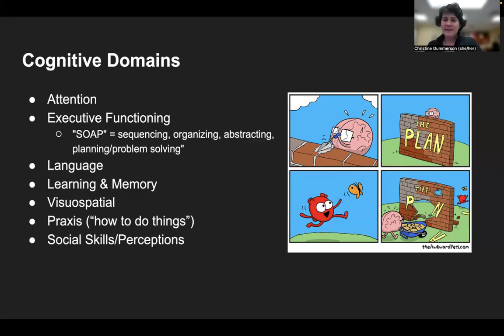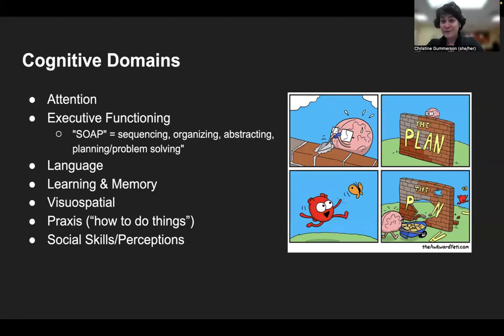Another domain is called executive functioning, and I think it's kind of hard to describe. One mnemonic that I was taught was SOAP. So sequencing, organizing, abstracting, planning, and problem solving. And those types of domains are housed in the front of our brains, in the frontal lobes and what's called the prefrontal cortex.